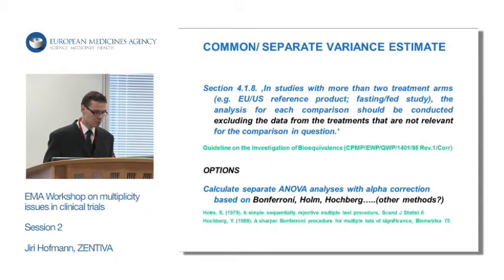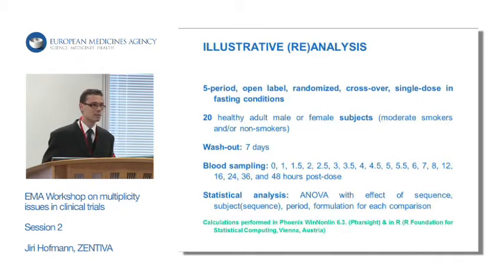And I would like to show you in the next slides the performance of the 3 procedures, Bonferroni, Hofmann, Hochberg, in terms of the confidence intervals. And next slide, please. To illustrate the performance, we reanalyzed a study, the 5-period study, where 20 healthy volunteers were enrolled, and as I said, we applied the corrections in the ANOVA for each of the comparison. And the results are depicted on the next slide.